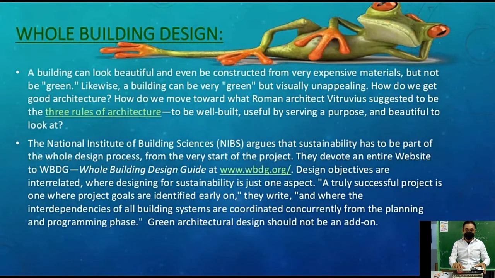The National Institute of Building Sciences, or NIBS, argues that sustainability has to be a part of the whole design process from the very start of the project. They devote an entire website to the WBDG, Whole Building Design Guide, at www.wbdg.org. Design objectives are interrelated, where designing for sustainability is just one aspect. A truly successful project is one where project goals are identified early on, they write, and where the interdependencies of all building systems are coordinated concurrently from the planning and programming phase.